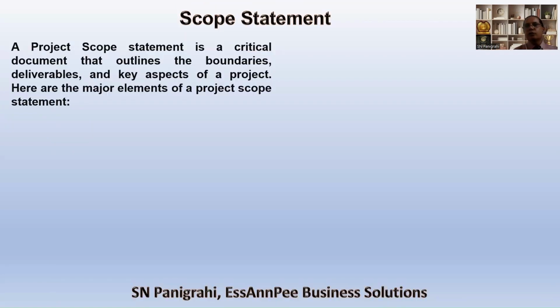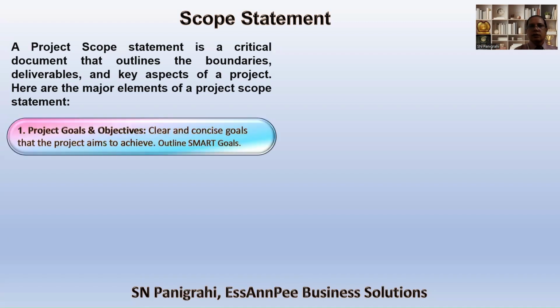Once we define the scope, the output is a scope statement. The scope statement is a critical document that outlines the boundaries of deliverables and key aspects of the project. Some of the elements included in the scope statement are the project goals and objectives. These goals and objectives must be SMART goals, meaning specific, measurable, attainable, relevant, and time-bound.